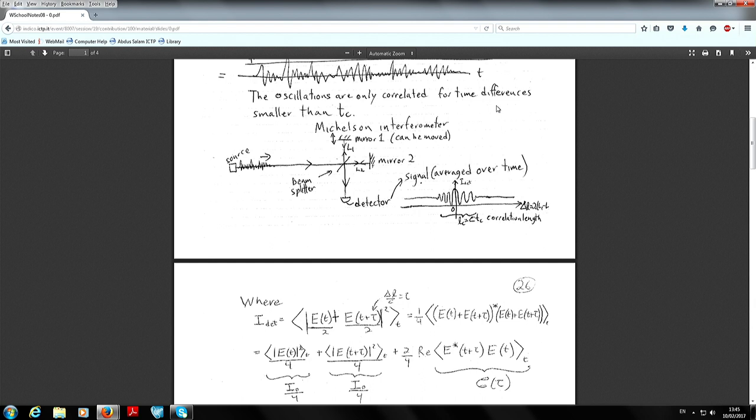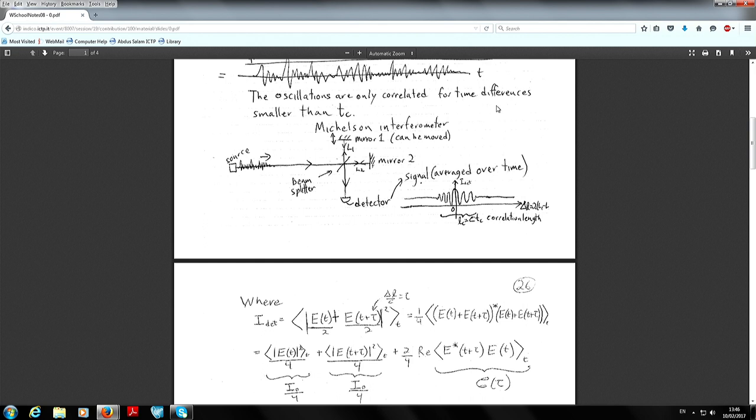sometimes these things are going to interfere constructively, and sometimes destructively, and they're going to average out. And I'm going to get that this averages to something pretty boring. While for these small separations, it's always in phase or always out of phase, and I get these persistent fringes. Okay. That makes some sense?